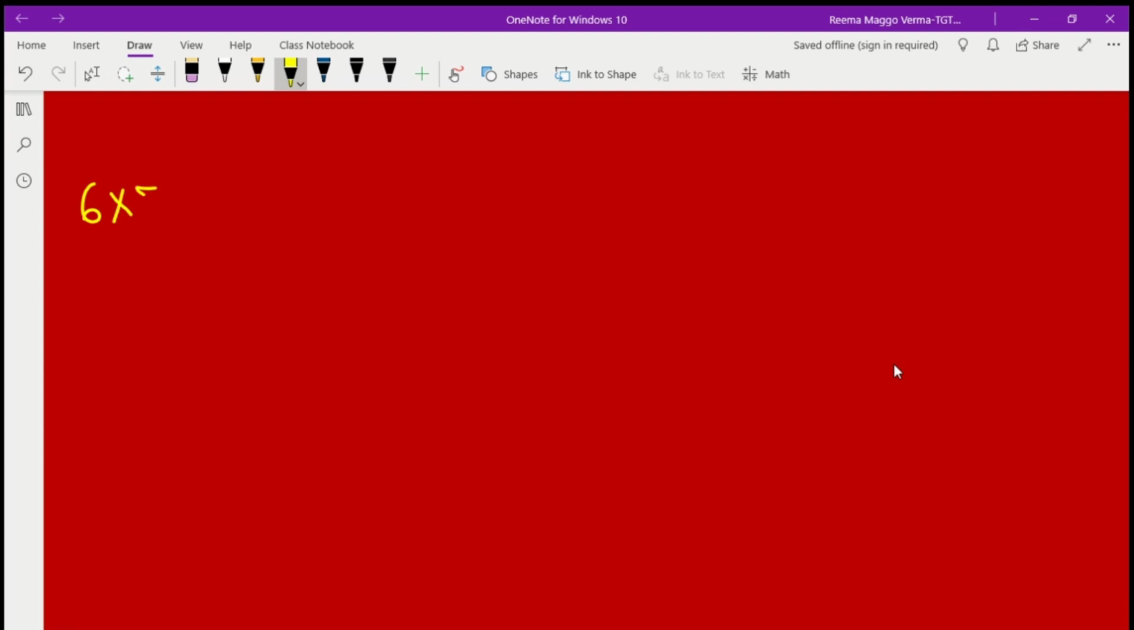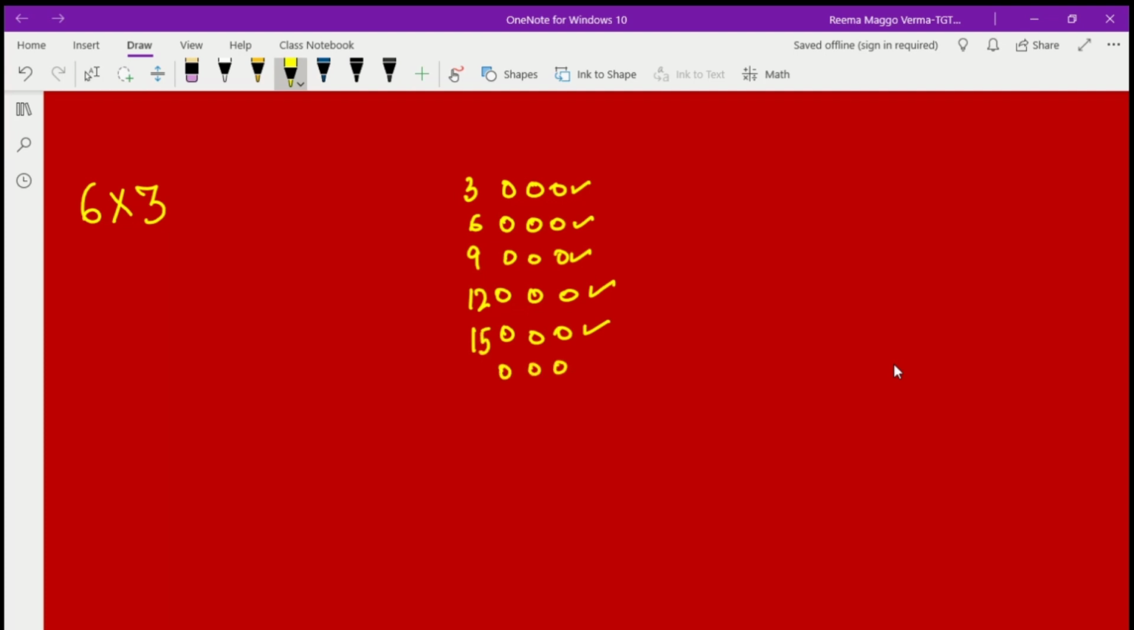Let's take one more example, 6 times 3. Now this is the reverse of 3 times 6. So 1 group of 3, 2 groups, 3 groups, 4 groups, 5 groups, and these are 5 groups, and we have 3, 6, 9, 12, 15 and one more group. We have 18. So that means 18 dots. 18 is also a multiple of 3 because we get 18 by taking many groups of 3.